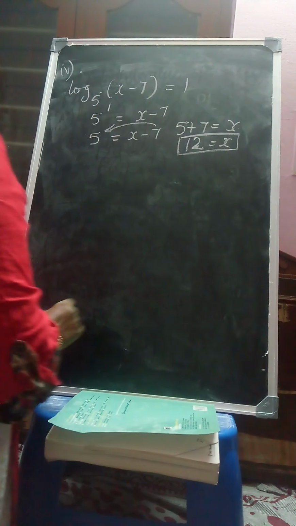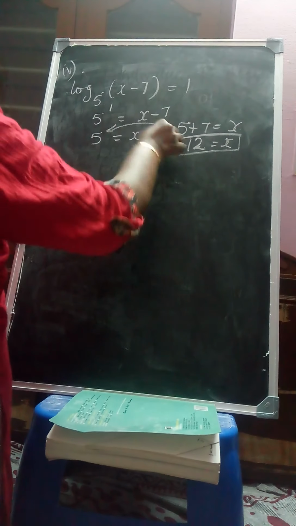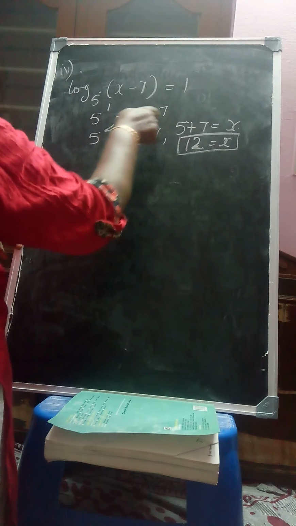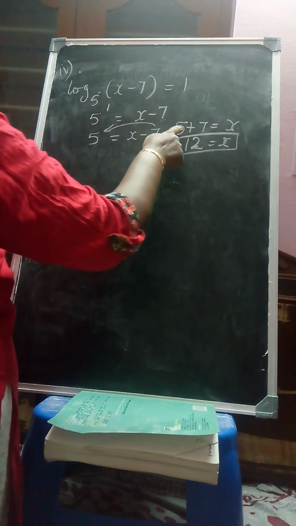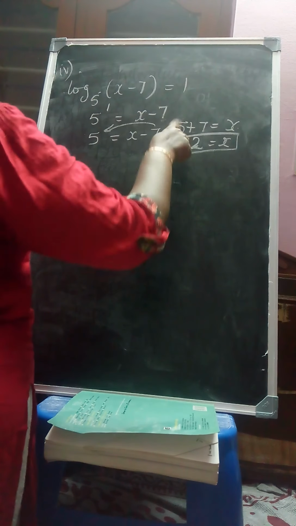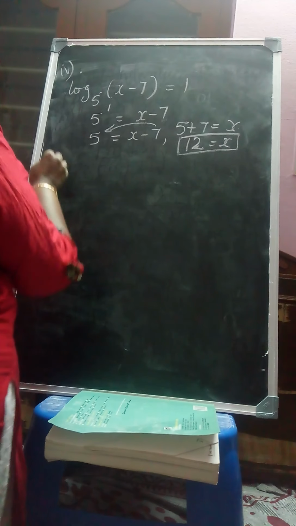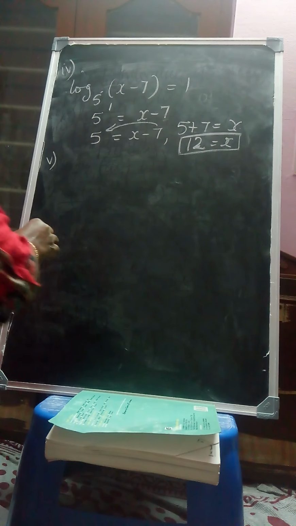x is 12. Understood? So 5 to the power of 1 is equal to x minus 7. Now bring this minus 7 to this side. 5 plus 7 is equal to x. 5 plus 7 is 12. Now this is the fourth one. Fifth one.